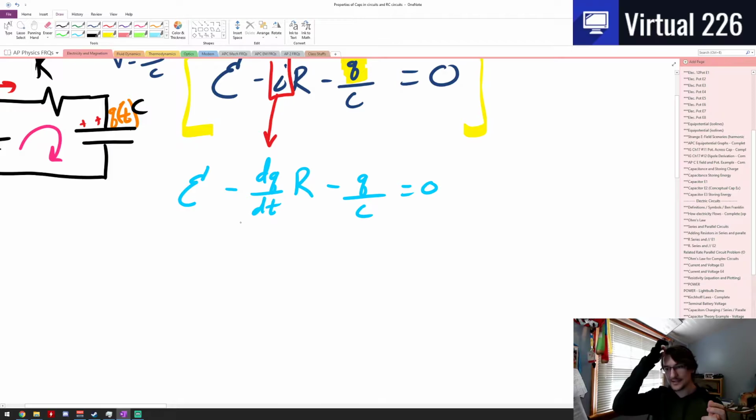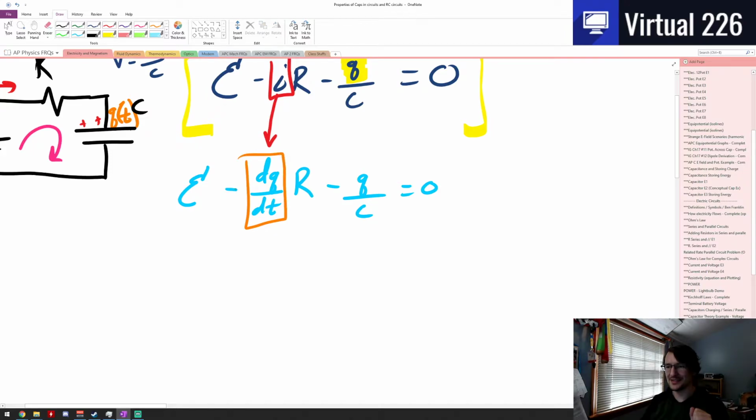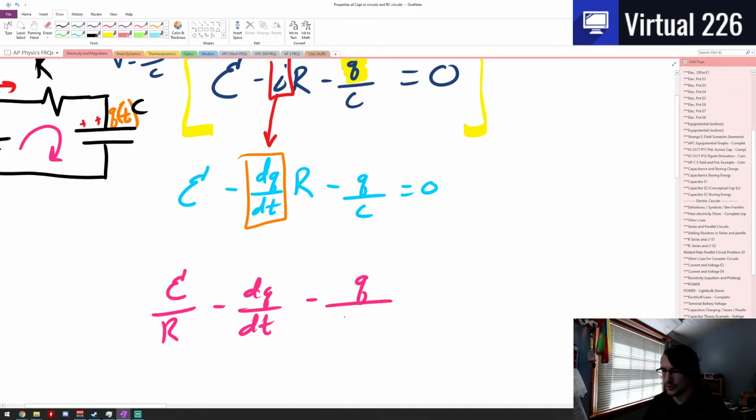From here, let's take an idea of how we can rearrange things to make them look a little nicer. Well, the first thing I'll do is, it's very common when you're looking at differential equations to try to get this term by itself, okay? And this dq/dt, dq is a variable, dt is a variable, you can think of them like that, but we're going to try to keep them together for the moment. So let's divide everything by R. So we're going to have an EMF over R minus dq/dt minus little q over RC, okay? And this will equal 0.